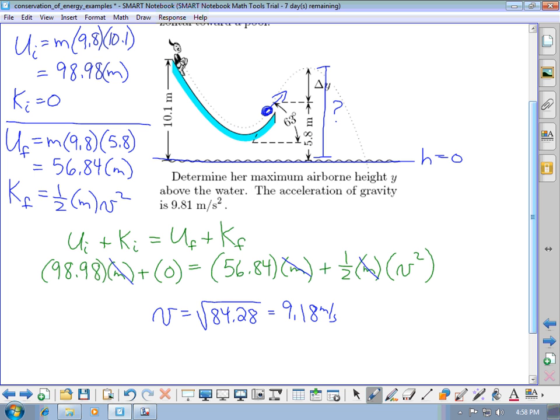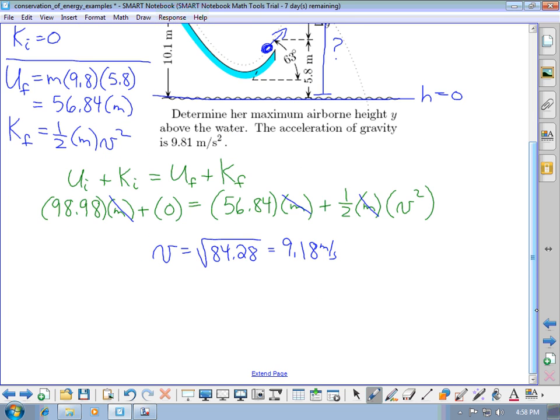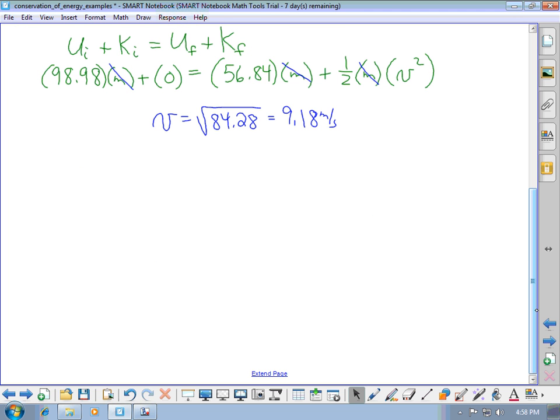Now that's not what this question is asking for. That's the first step in solving this problem. So we know that the girl leaves the end of the water slide with a speed of 9.18 meters per second at an angle of 63 degrees. And she's 5.8 meters above the water. So this is similar to problems that we had earlier in the year where we have a ball that's launched at 9.18 meters per second at a 63-degree angle.